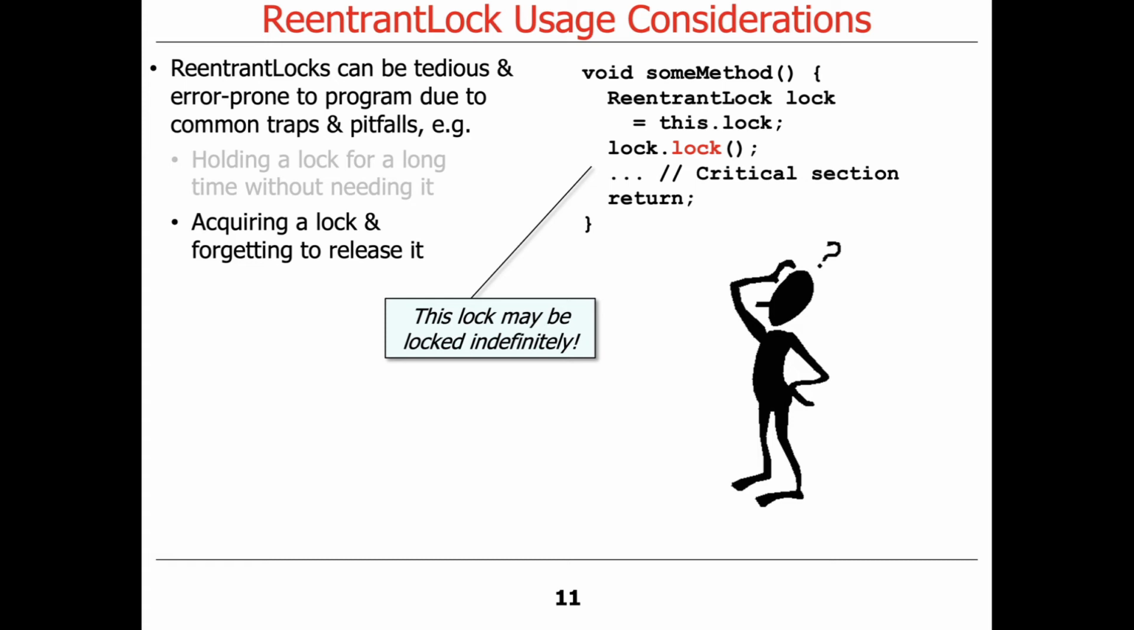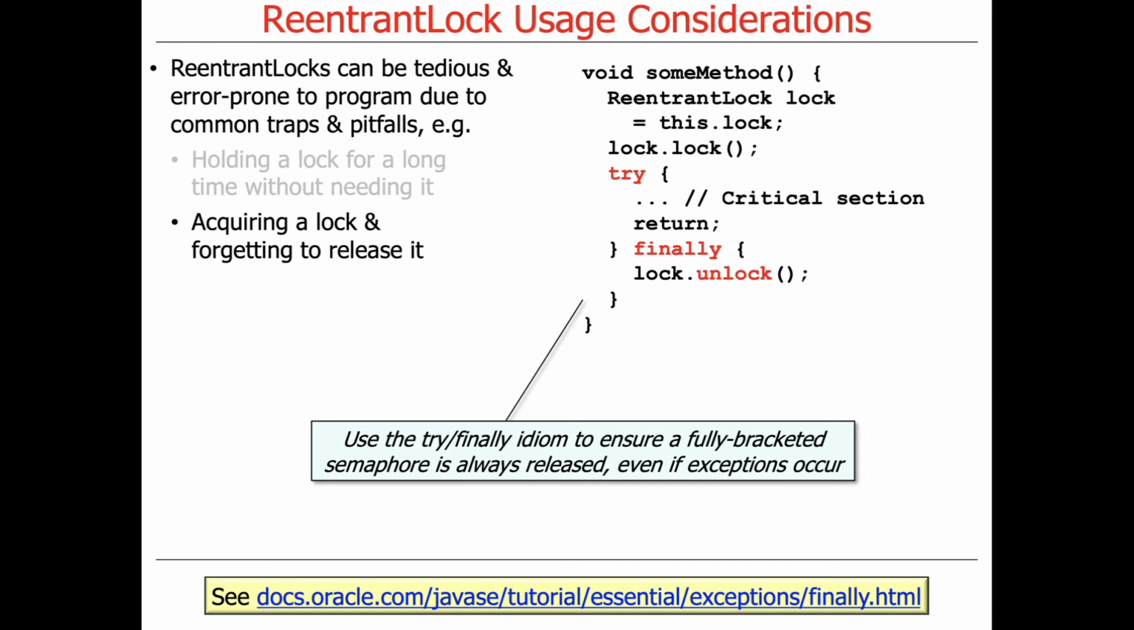Another common problem is to acquire a lock and then forget to release it. So if you go into this code, you acquire the lock, there's a critical section, you return before you unlock the lock, you've got big trouble. So again, that's why you want to use the try finally idiom in Java to make sure that you always unlock the lock, even if exceptions occur, or you return in some strange way.